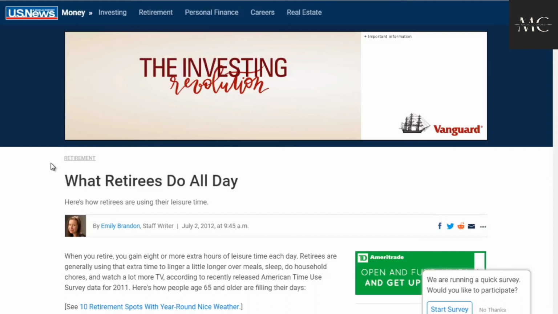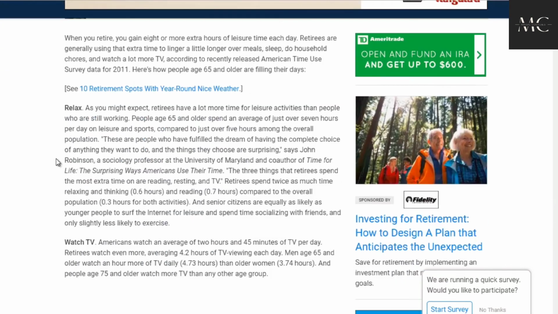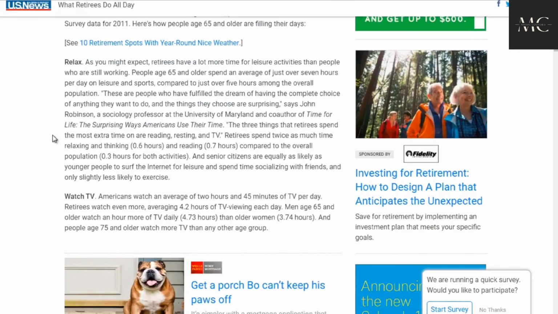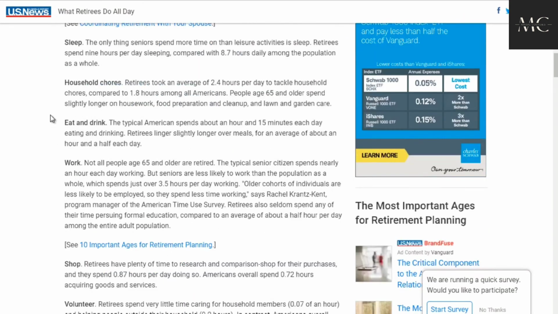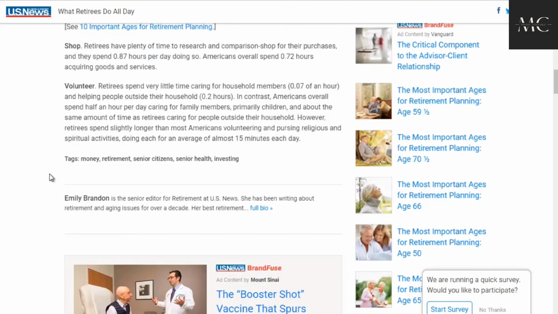That way you get it from the perspective of maybe their kids or somebody else's perspective, and then you get their perspective from themselves as well. Then you can measure the two, compare the two, and figure out what the similarities are. So it says here, "What do retirees do all day?" It says they relax, they watch TV, they sleep, they do household chores, they eat and drink and work and shop and volunteer and so forth.